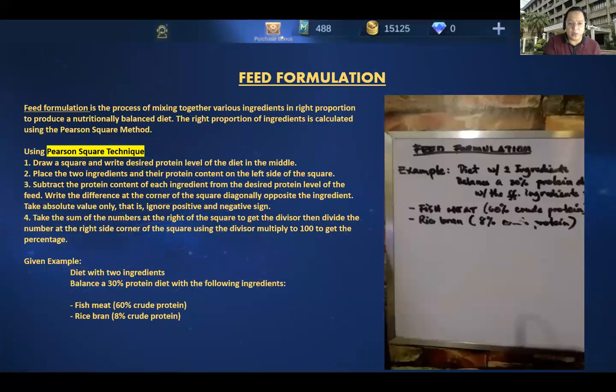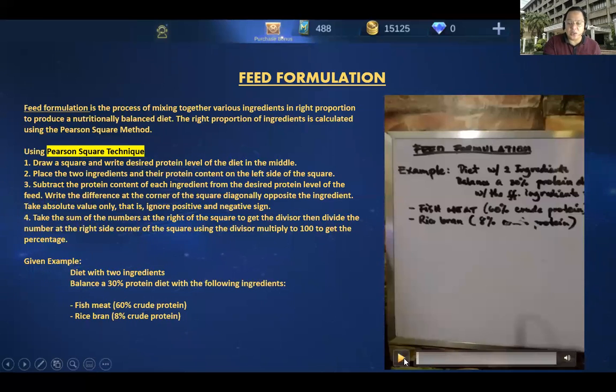Take the sum of the numbers at the right of the square to get the divisor, then divide the number at the right side corner of the square using the divisor, and multiply by 100 to get the percentage. So we have here the given example. We have a diet with two ingredients. Balance a 30% protein diet with the following ingredients: fish meat, which is 60% crude protein, and rice bran, 8% crude protein.